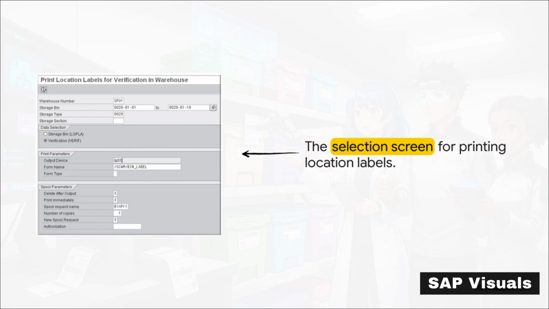Down in the Spool Parameters section, you control the crucial back-end execution details. In SAP, a spool request is basically just a document sent to the printing queue. Here, you can define exactly how many copies of the label you need generated and whether the system should push it to the printer immediately or maybe hold it in a queue until the supervisor is ready to release it.